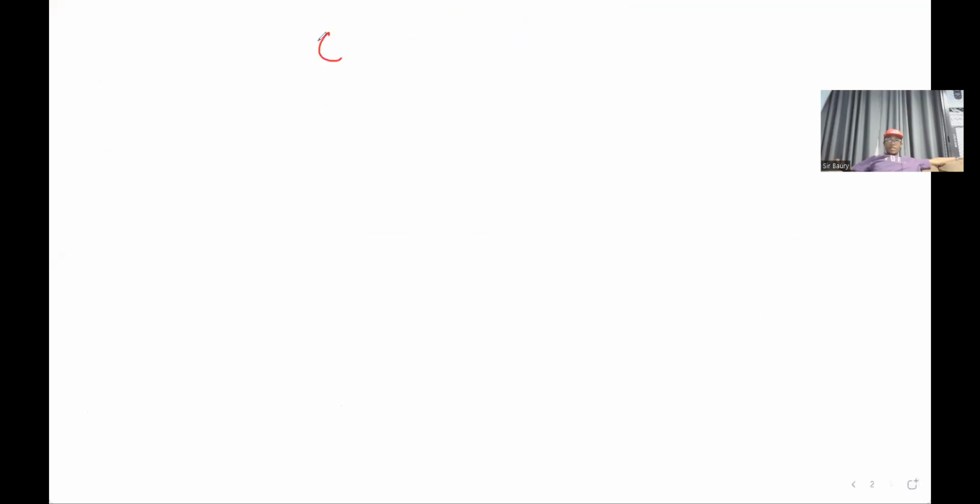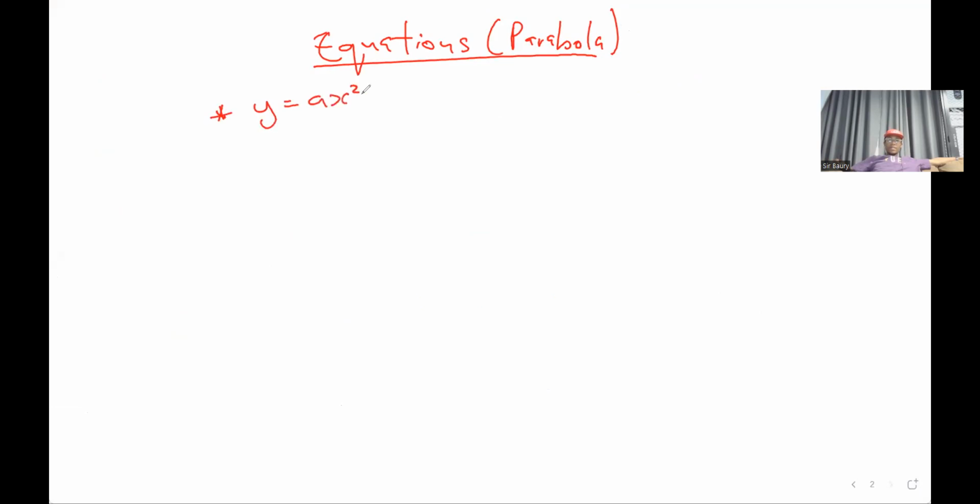Equations. That's right, equations of a parabola. We have at least 3 known ones. So y is equal to ax squared plus bx plus c. And this is what we know.